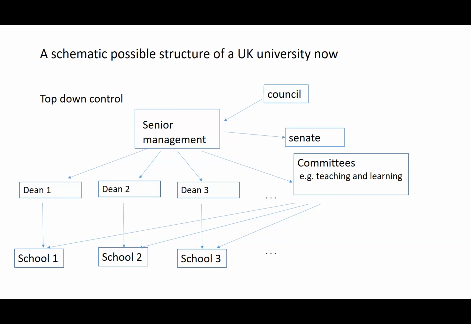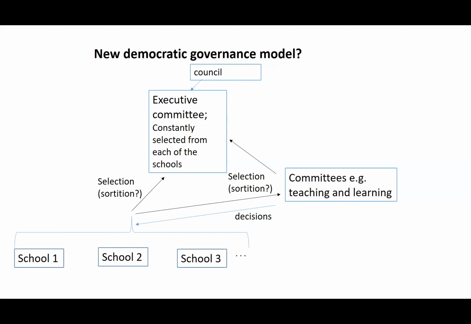And if that was successful, one could then try and broaden the process. So this is, say, Sussex, we have senior management. They tell the deans what to do, the deans tell the schools what to do. That's how it's been for 15 years or so. Prior to that, we were relatively more democratic. Well, an easy change is you keep the same committee structure and so on that already exists in the institution, but you just, as in the Athenian case, randomly select people into the committees. You do away with senior management.